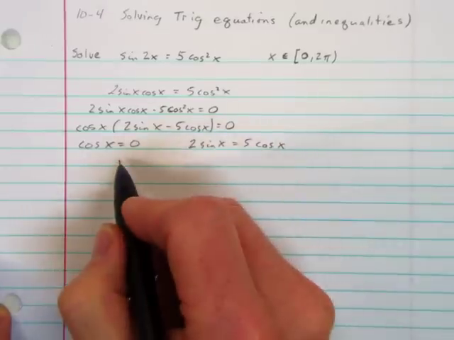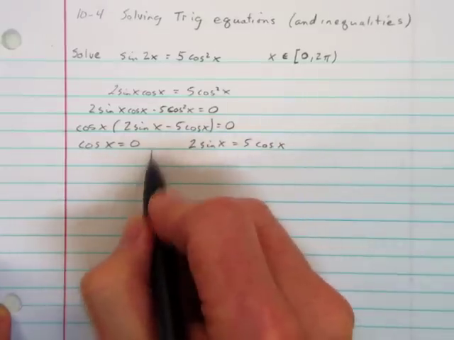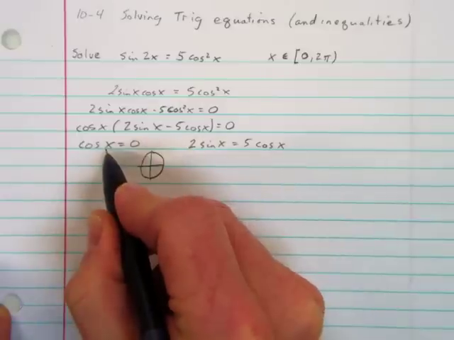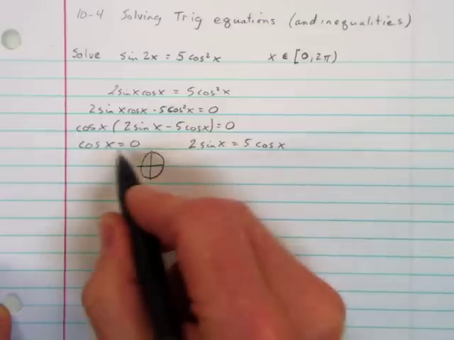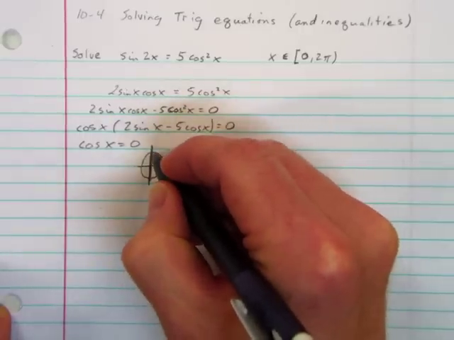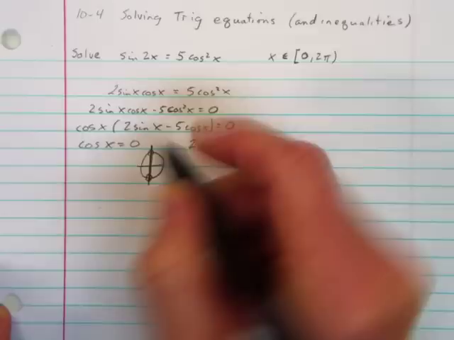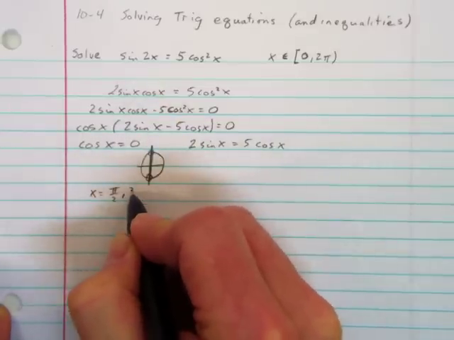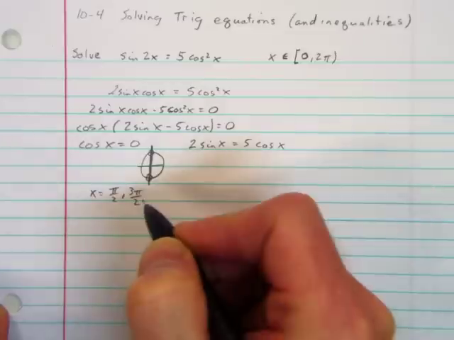Let's deal with the easier one first. We have cosine x equals 0. We look at our unit circle. Cosine on the unit circle is x. If x equals 0, we're looking at a vertical line at 0, so there are two solutions there: x equals pi over 2 or 3 pi over 2.